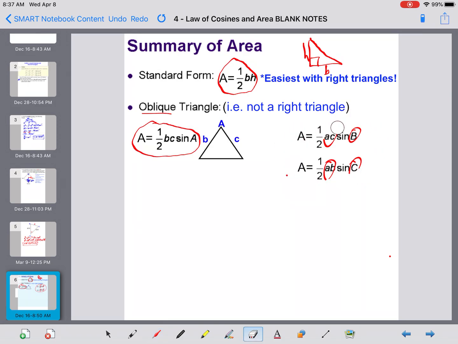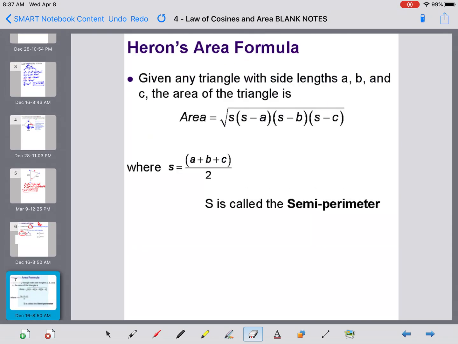If you have 2 sides and an angle in between those 2 sides, you can use these formulas. It's basically side, angle, side, if you remember that from trig or from geo. Side, angle, side, you're using this formula, okay?